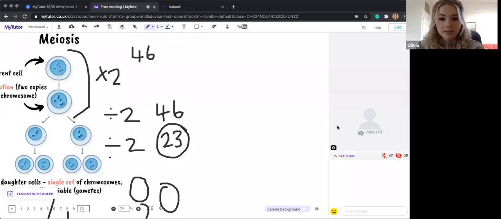What does asexual produce? It produces identical offspring. What grade did I get for my GCSE biology exam? I got an A star. I got full marks.